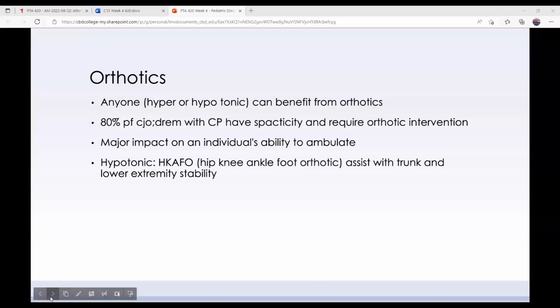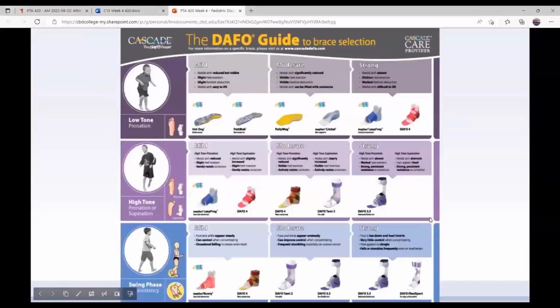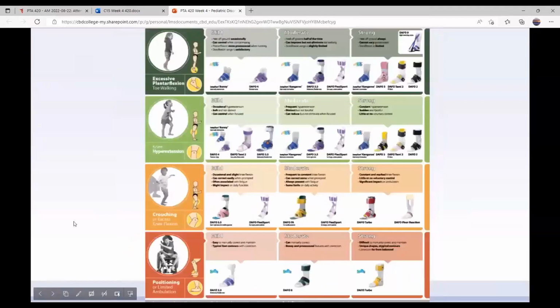Okay. So orthotics, many patients who have CP have hypertonicity and oftentimes really need orthotics to help control their tone. But orthotics can start with something as simple as a foot insert that supports the foot itself, all the way up. You do not need to memorize these DAFOs, dynamic foot orthotics. Just know that there are many kinds and many styles depending on what the individual needs.